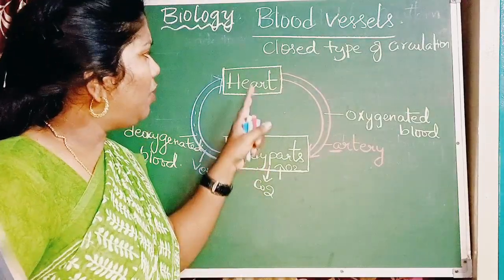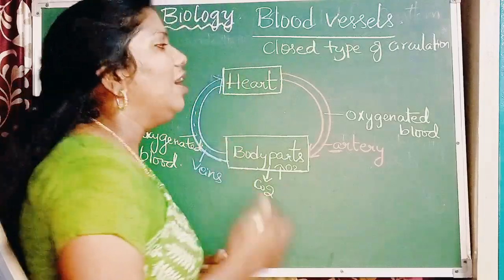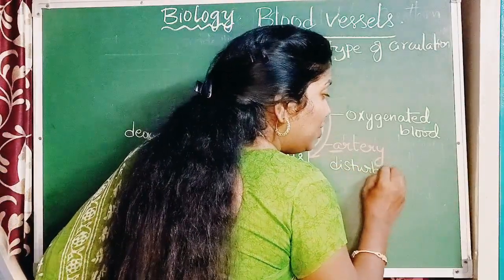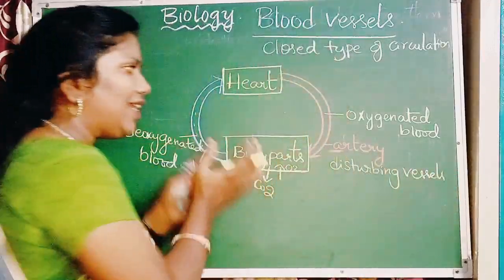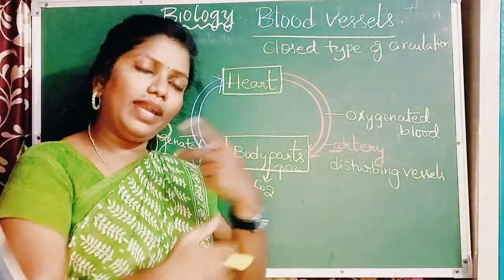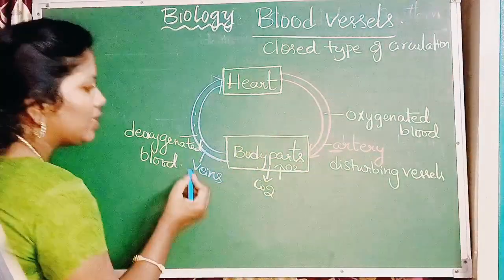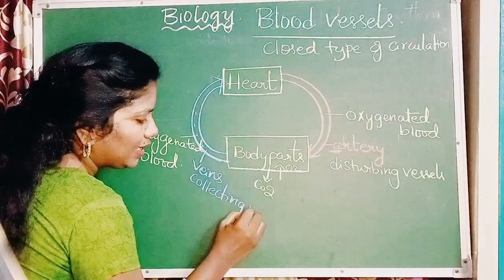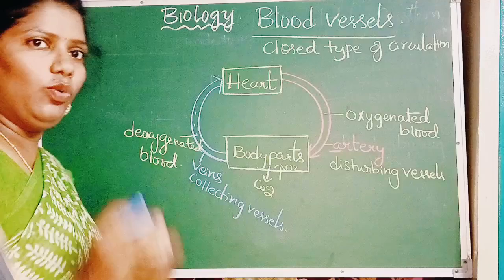Okay, fine. So they were carrying the blood. Can I call them distributing vessels? Yes, arteries are also called distributing vessels. Whereas veins are collecting the blood again and pouring it into the heart. So I can mention them as collecting vessels. Yes, obviously, veins are called collecting vessels.